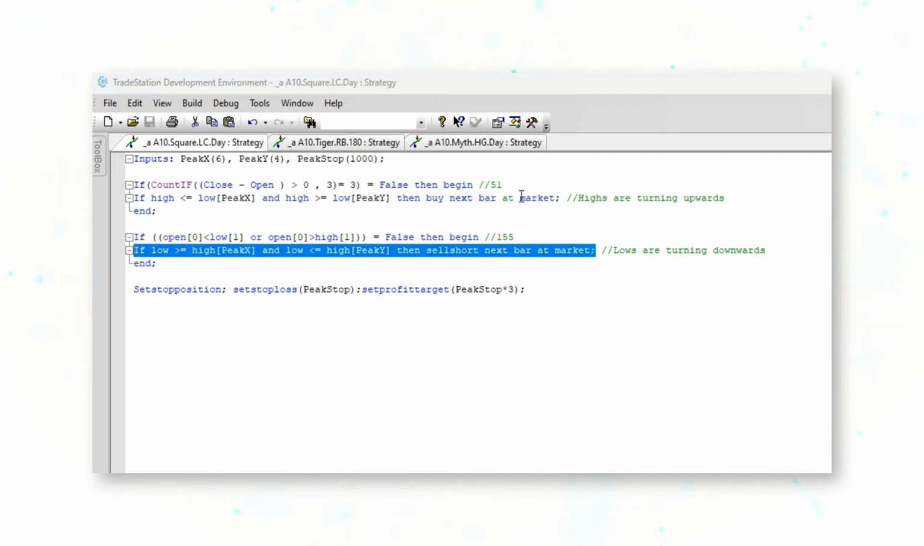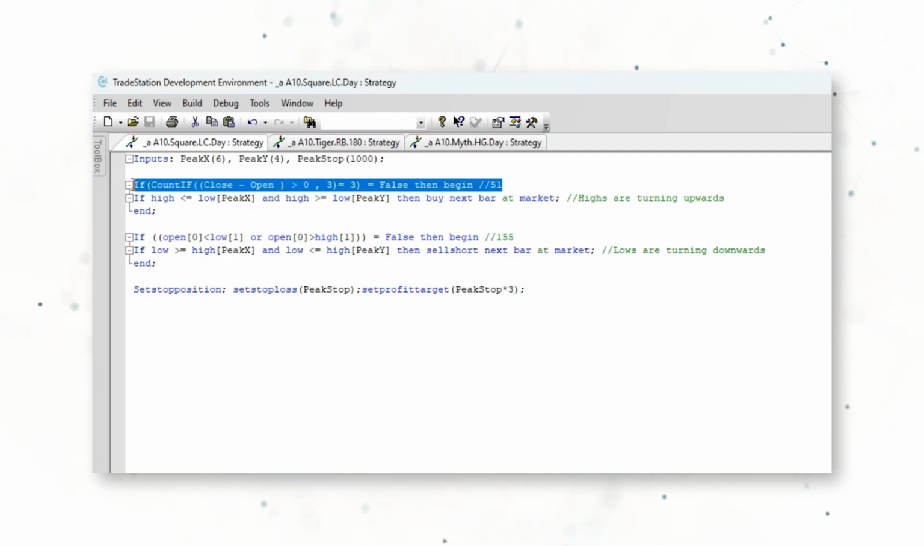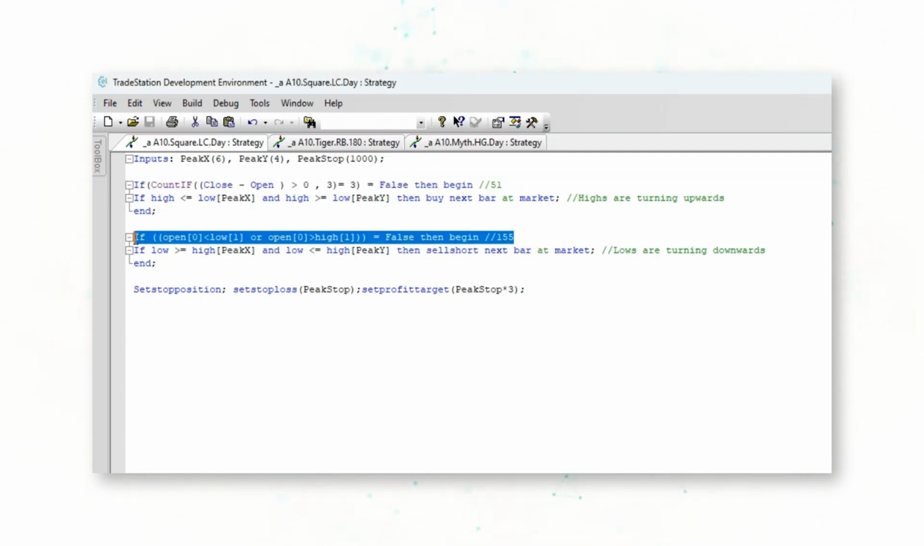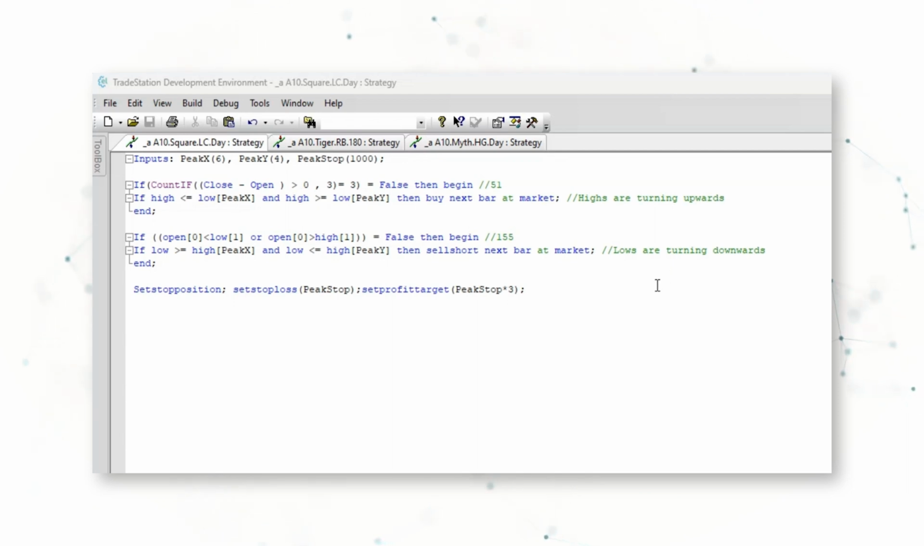There are also filters both before the buying entry and before the selling short entry. There is a stop loss with a value of $1,000 per live cattle contract traded, and there's a profit target of 3 times that stop loss value of $1,000, so $3,000 profit target. But overall, this is a very simple systematic trading strategy.